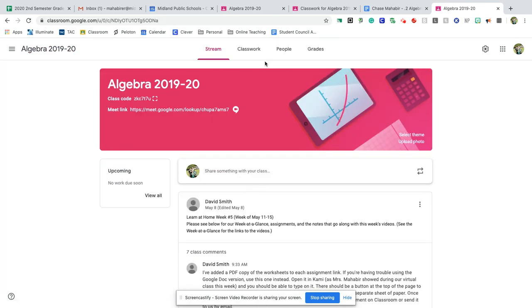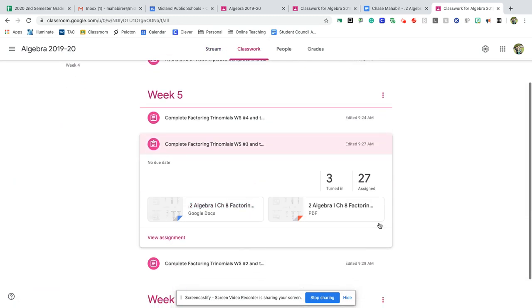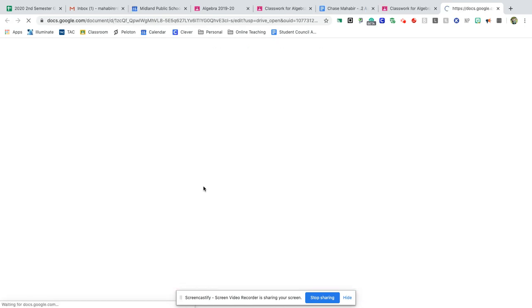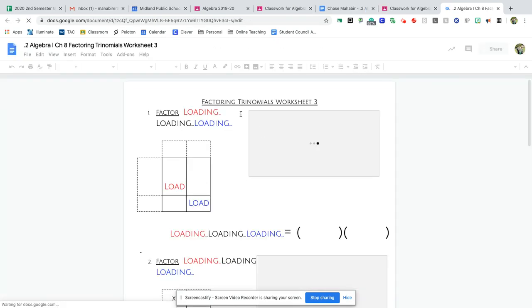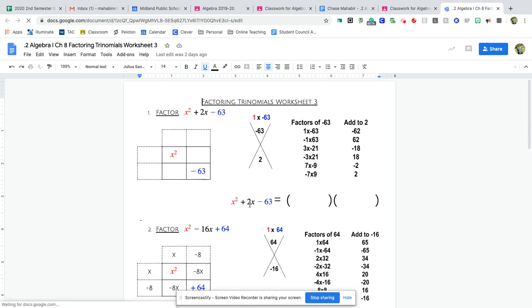I would go back to worksheet number 3. I don't want to do the PDF one. I just want to do the Google Docs one. I would open it. I would complete these problems. Now these ones have a little less work shown. Okay, I'm going to have to do a little bit more.